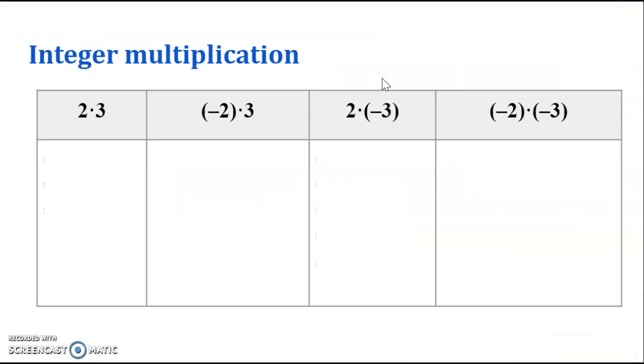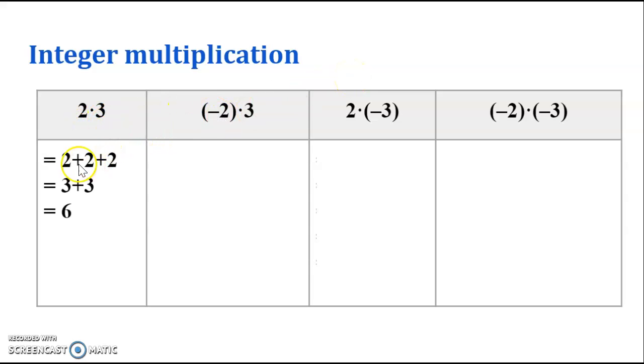integer multiplication. Okay, so we're dealing with 2 times 3, or -2 times 3, or 2 times -3, and -2 times -3. So we're dealing with 2 and 3, but the signs are different. Okay, how do they change?